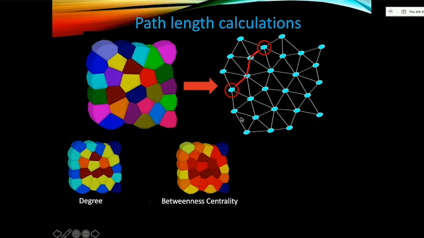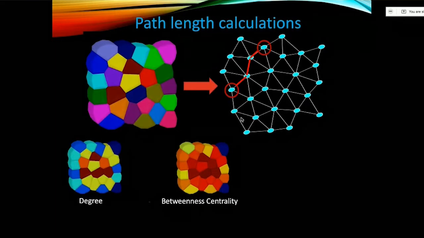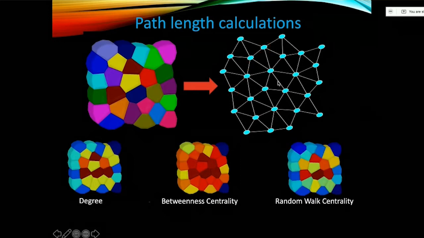So what you need in order to calculate betweenness centrality is a map of the tissue. You need to know where all the nodes are. And then with that knowledge, you can calculate what the shortest paths are between each pair of nodes, and you do that for all of the nodes, and then you count it up, and you see how many times the nodes lie upon shortest paths between other nodes.